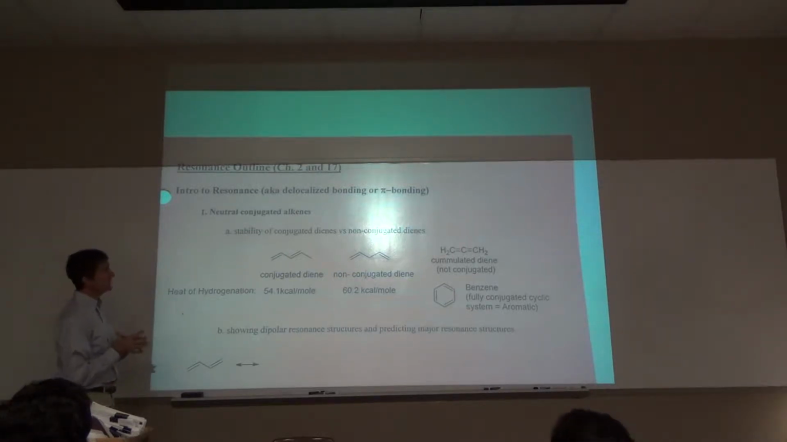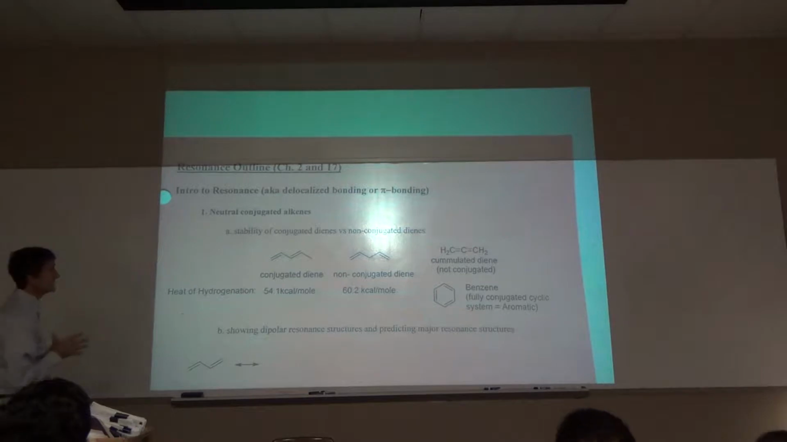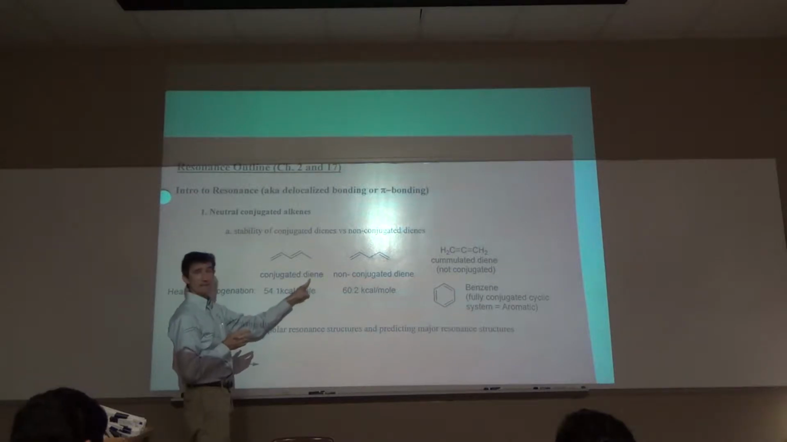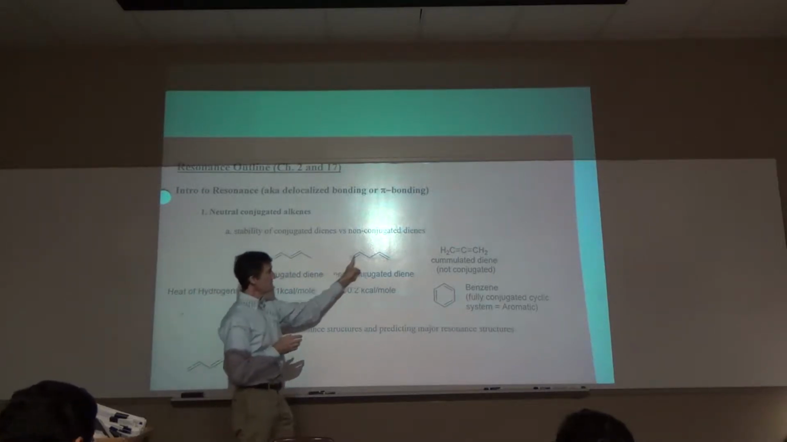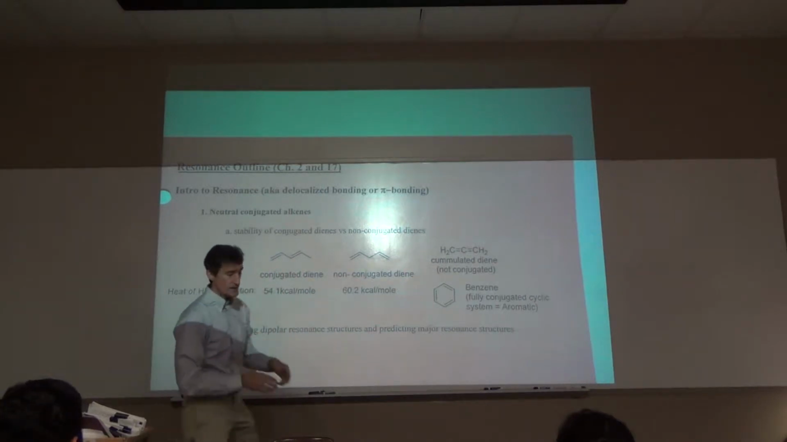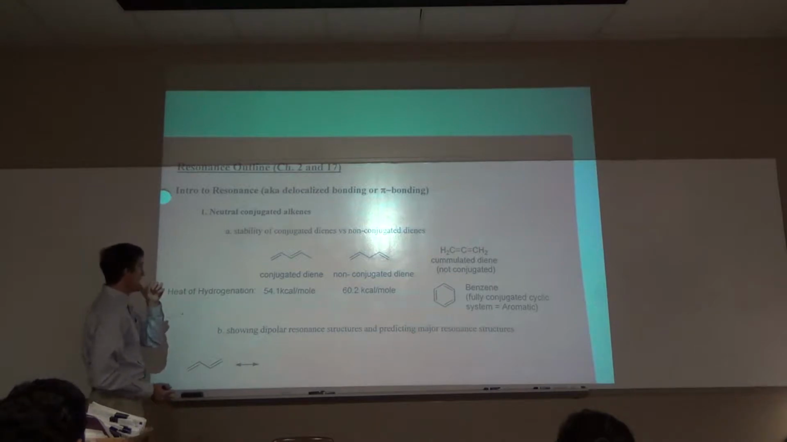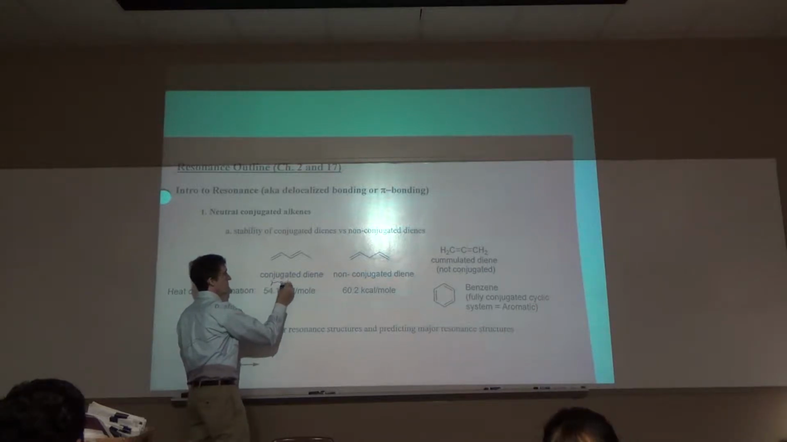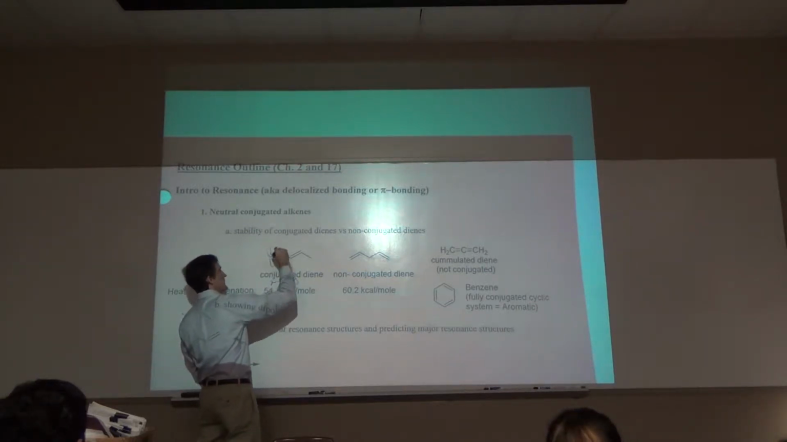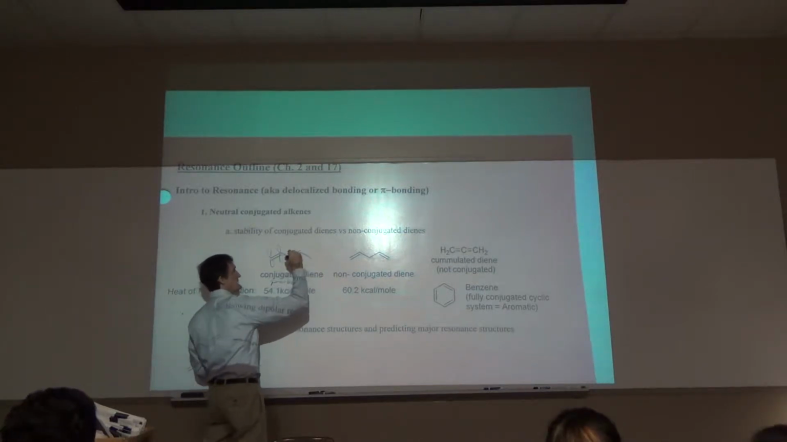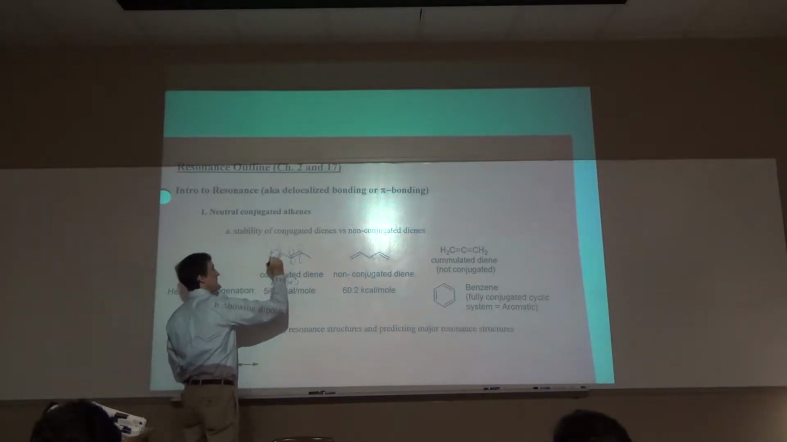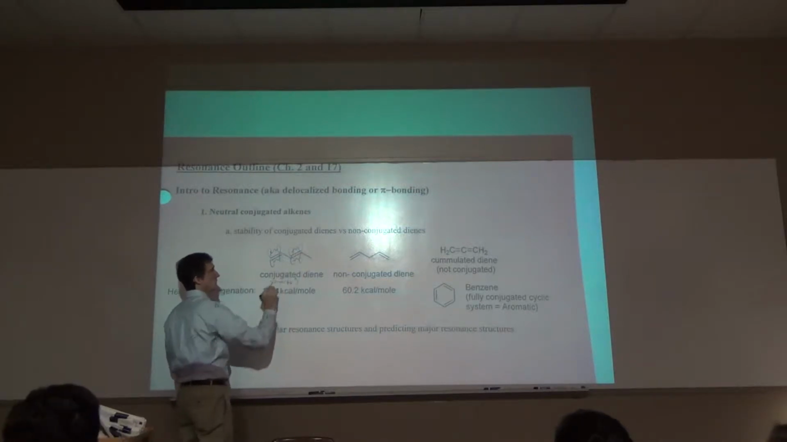Resonance can also be called delocalized bonding or pi bonding. We'll start with neutral conjugated alkenes. This is a conjugated diene, diene meaning two enes. This is also two enes, but the double bonds are not conjugated there. When we say conjugated, we're talking about p orbitals. This has two p orbitals, and this pi bond is also made up of two p orbitals. These are overlapping to make the pi bonds shown, one electron in each, yeah?